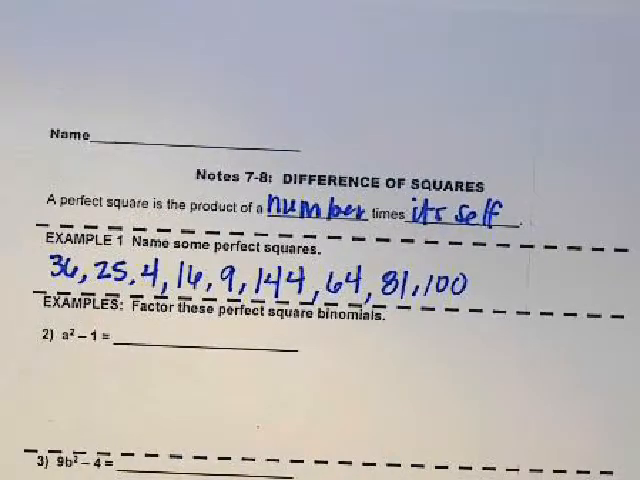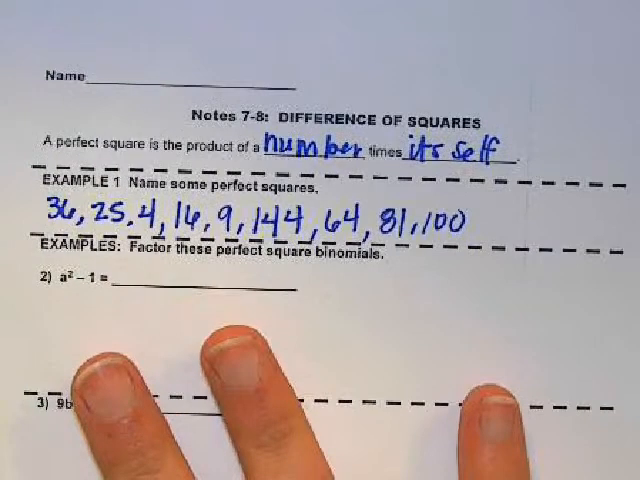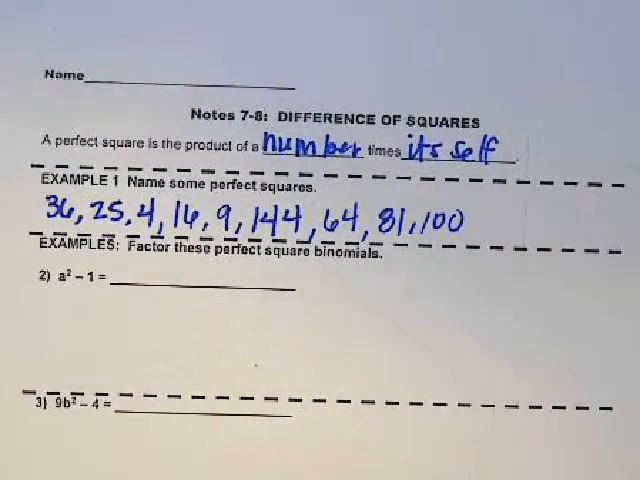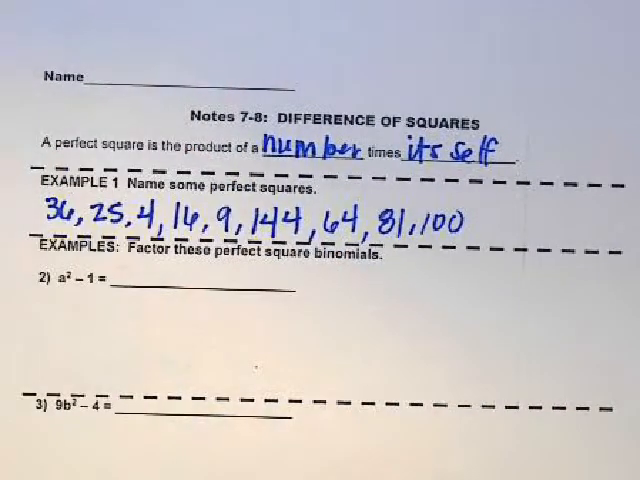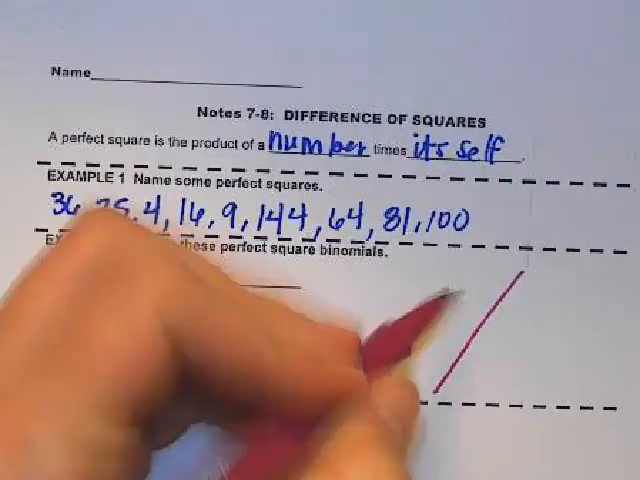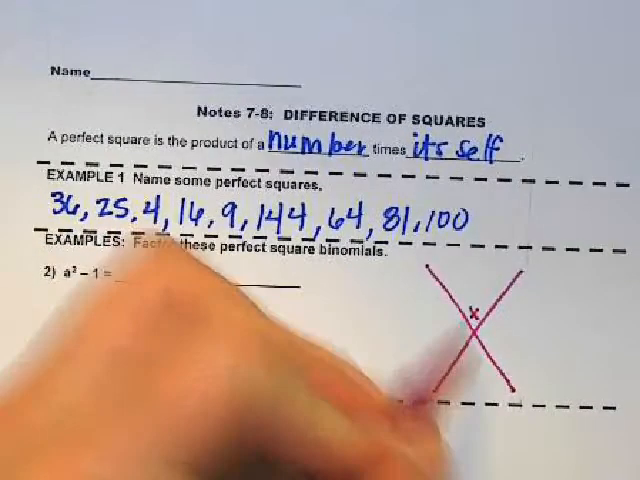Okay, so it says factor these perfect square binomials. We've been doing polynomials. Binomial means 2. So factor. What did I tell you to think of when you see the word factor? The X. So everybody draw an X on your paper. Good job, Sammy. Multiply and add.